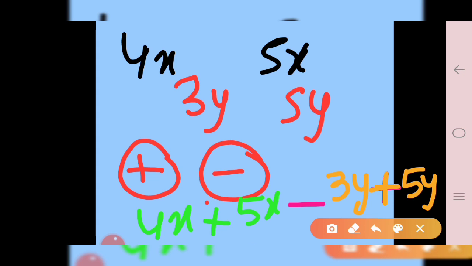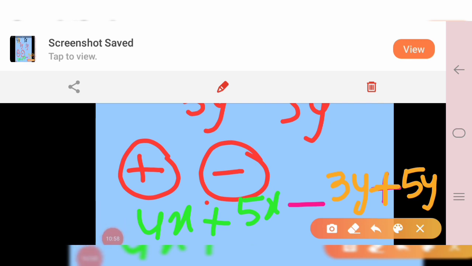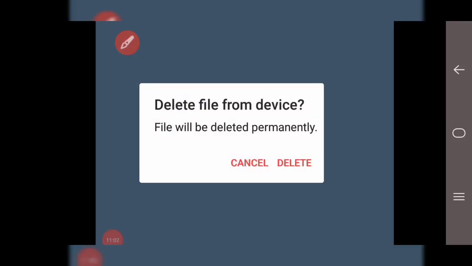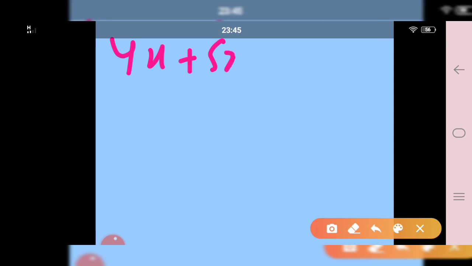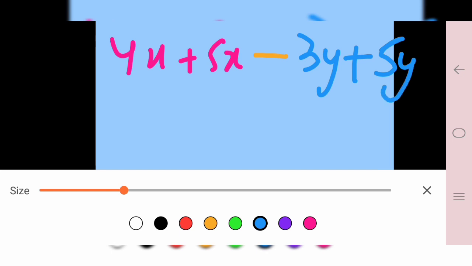If I simplify it, 4x plus 5x minus 3y plus 5y. So if I add the terms together, now when you're adding the terms, you have to make sure that you're keeping the like terms together. What do I mean by the like term? What is basically like terms here?